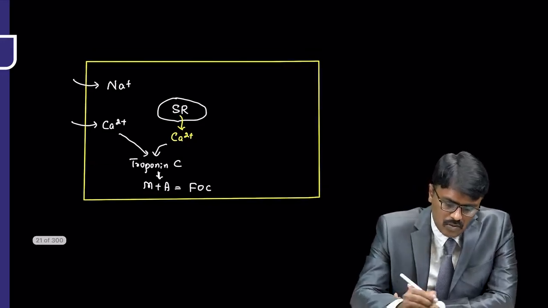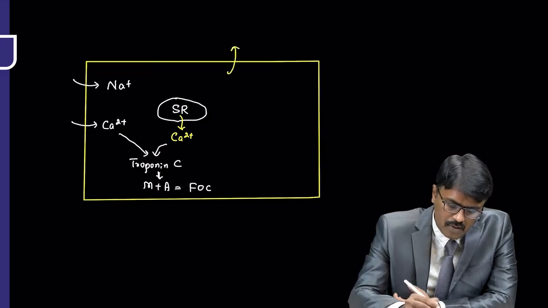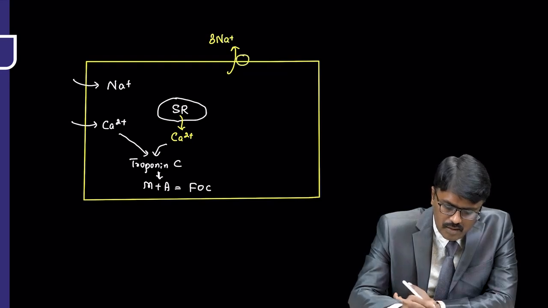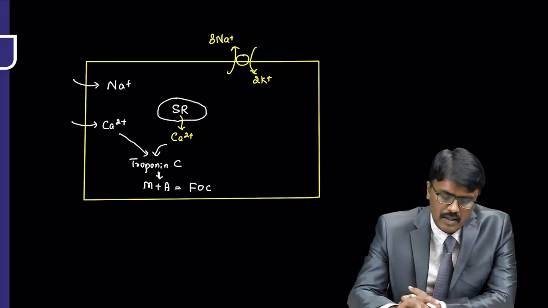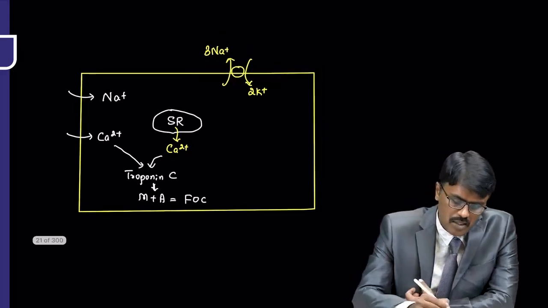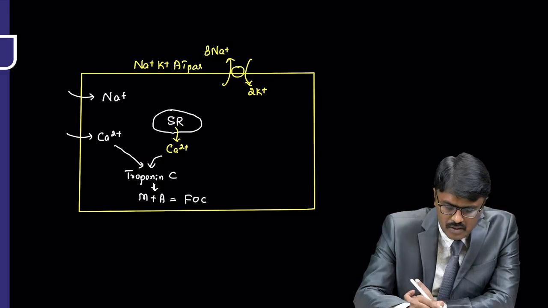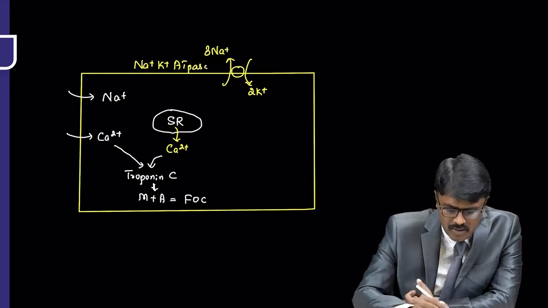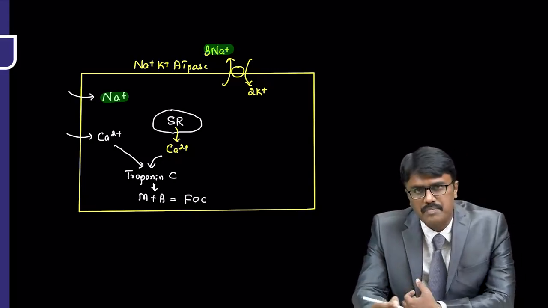Now what happens after this is done? The sodium has to go out. How does sodium go out? Sodium will go out with the help of a pump which throws 3 sodium out and takes in 2 potassium, and that is called the sodium potassium ATPase pump. So I'll explain again. The sodium has entered, it has to be thrown out, and that is through this pump.